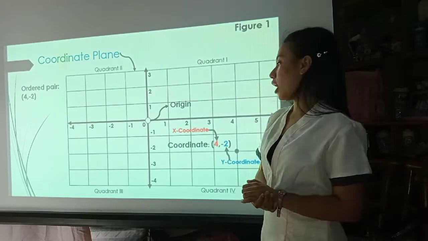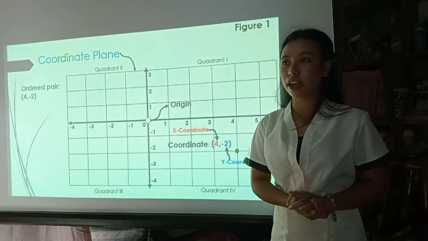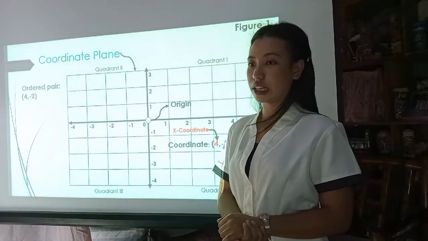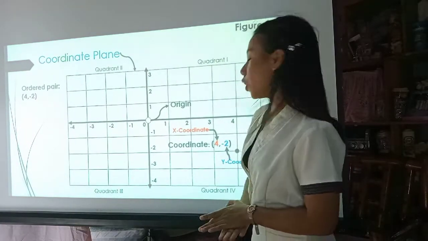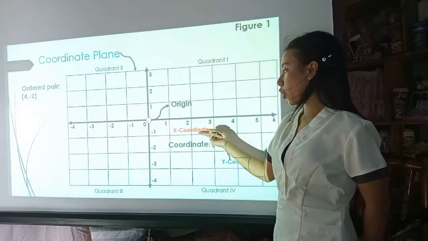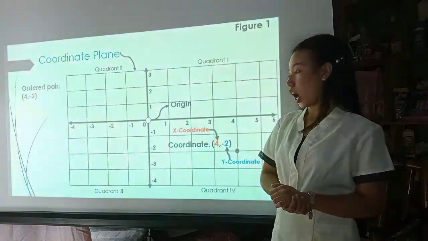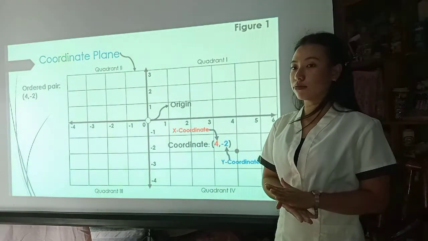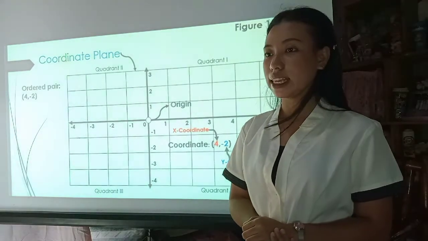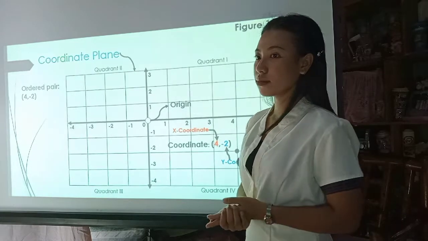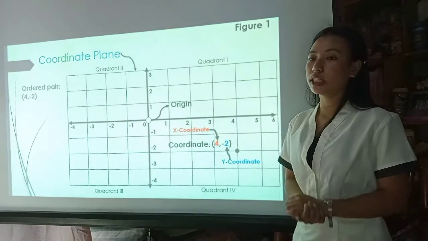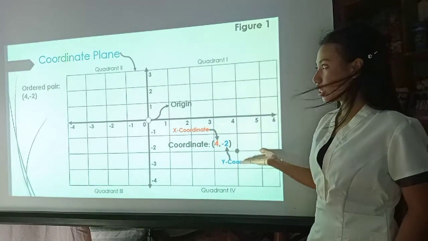So now, what is the x-coordinate? Kindly define, Miss Roslyn. Okay, very good. The x-coordinate is the first coordinate in an ordered pair. The x-coordinate is 4. And now, what is the y-coordinate? Manding? Okay. Very good. The y-coordinate is the second coordinate in an ordered pair.